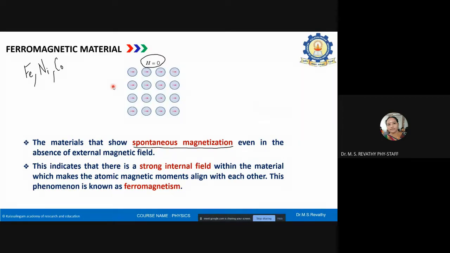In the absence of magnetic field, see the arrows. All the arrows are pointing in the same direction uniformly. So this says that these materials show spontaneous magnetization even in the absence of external magnetic field. In dia we have seen there is no arrow inside. In para we have seen that the arrows were there, but each arrow was pointing in a different direction. Whereas in ferro we could see that all the arrows are pointing in the same direction even in the absence of magnetic field. This indicates that there is a strong internal field within the material which makes the atomic magnetic moments align with each other. This phenomenon is known as ferromagnetism.